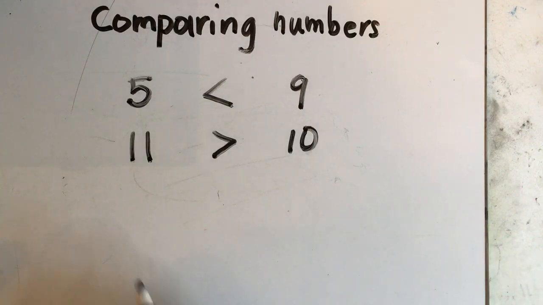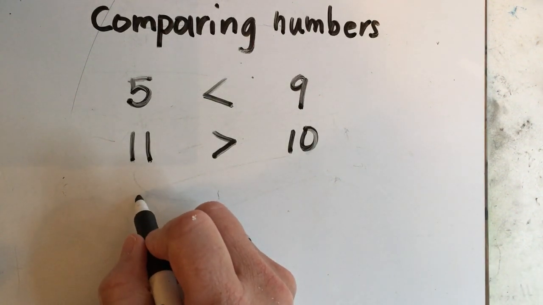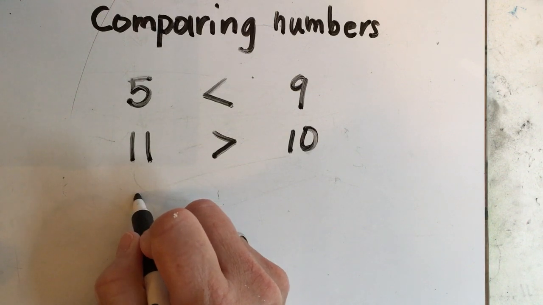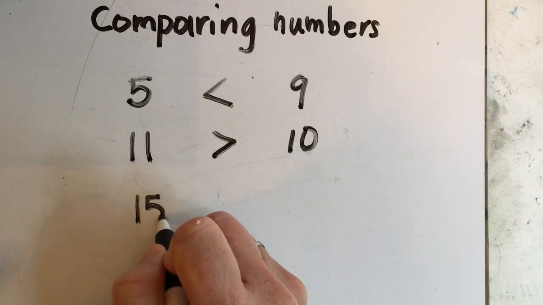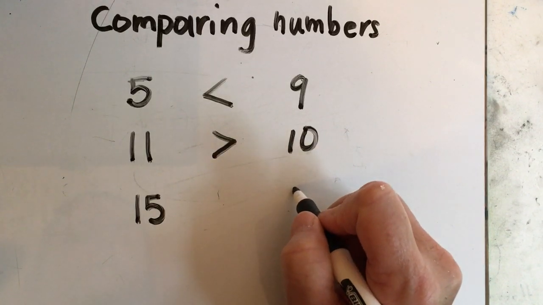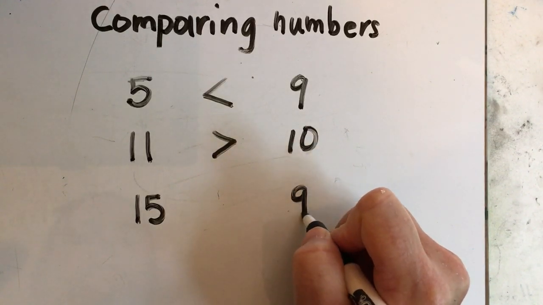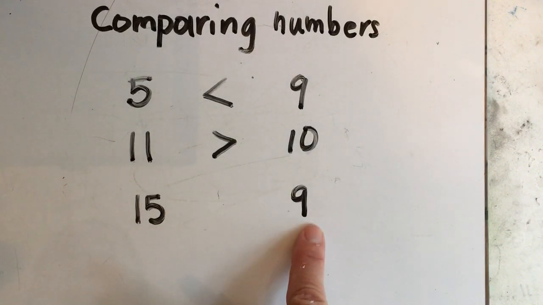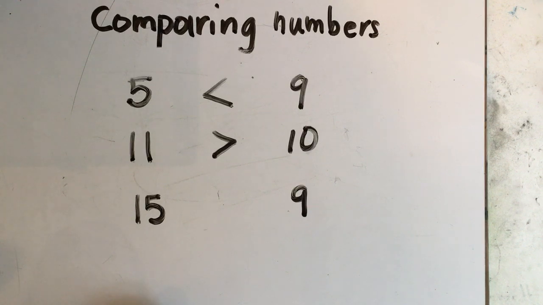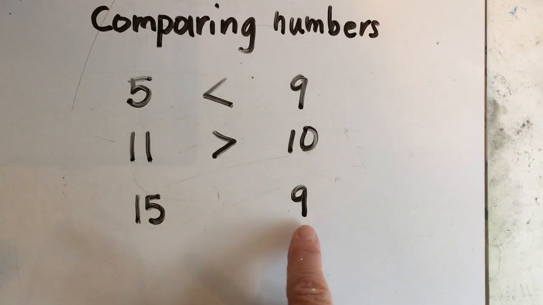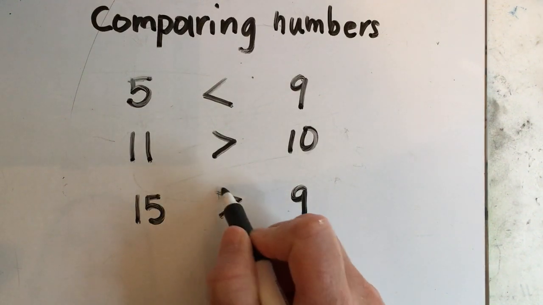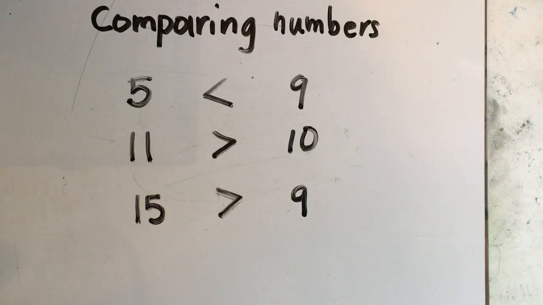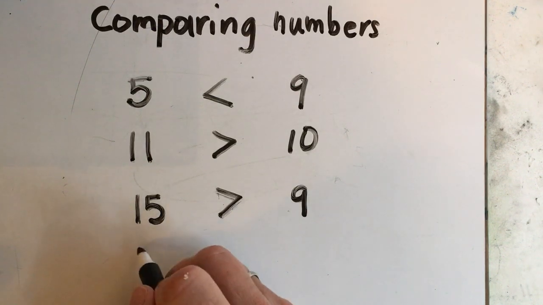Good. All right. Now I'm going to put over here. All right, 15. What's it going to be? Say it for me. 15 is, good, is greater than 9. Excellent. Okay, watch this.